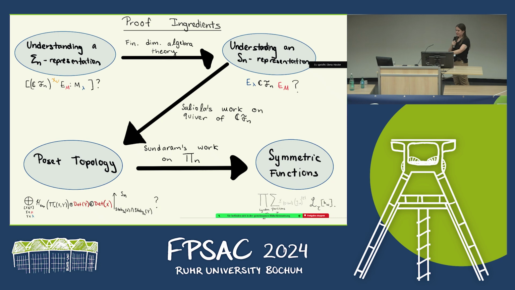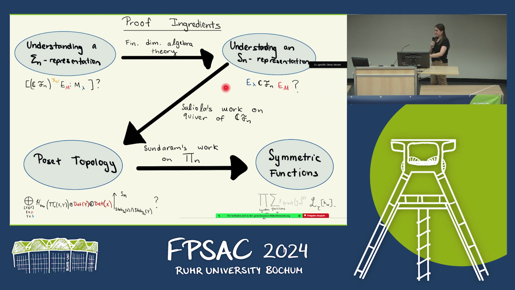It turns out you can reduce this to understanding these double idempotent spaces, just using some standard finite dimensional algebra theory. Even though this looks nice, these idempotents are quite tricky. If you really want to get your hands on the characters, you have to do something to them. What was key here is Franco Saliola's work on the quiver of the face algebra. Using his work, you can actually turn this into a question about poset topology.